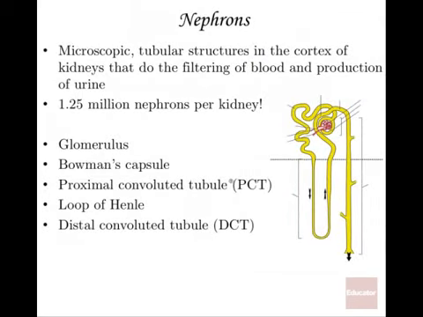All right, nephrons, these are the little filtering units of the kidney. This is where all the action happens. They are microscopic tubular structures in the cortex of the kidneys, at least that's where they begin, that do the filtering of blood and production of urine.